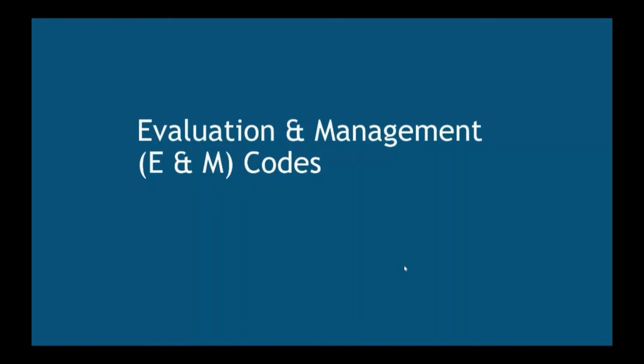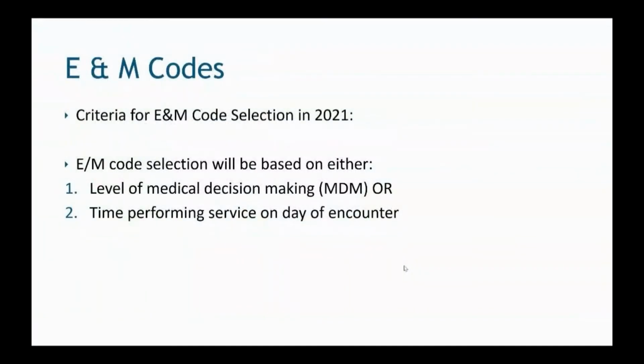Okay, let's look at evaluation and management E&M codes. The criteria for E&M code selection in 2021, and we'll talk a lot about E&M codes today: E&M code selection will be based on either the level of medical decision making or the time for performing the service on the day of the encounter. So either the level of medical decision making or the time that was on the clock on the day of the encounter.